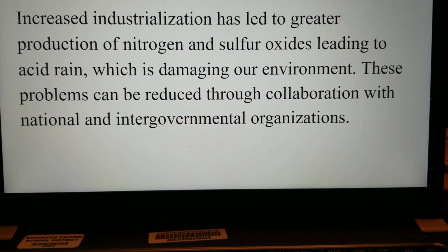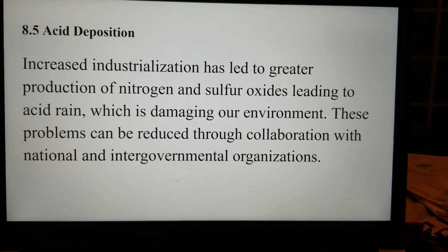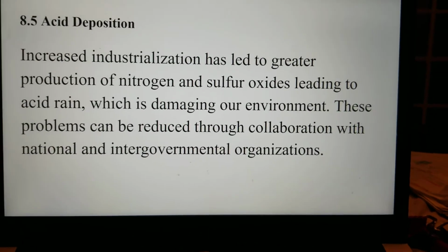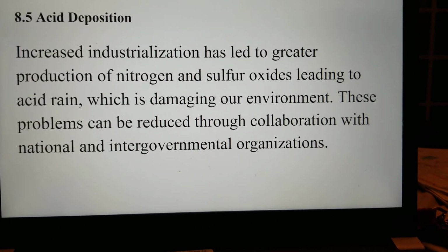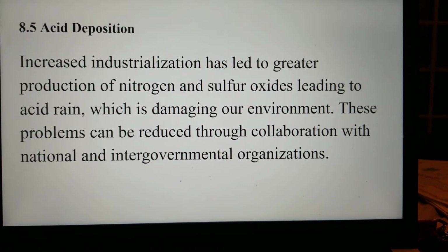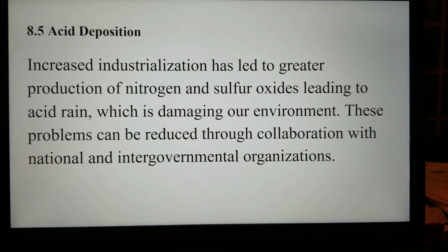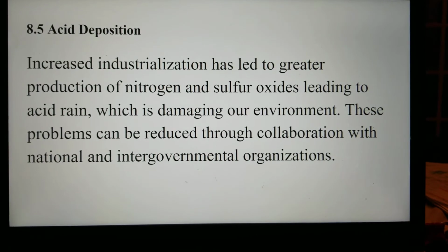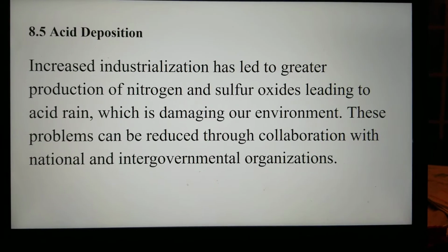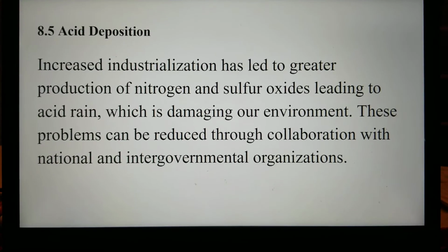So as we move forward, okay, that was basically all of 8.4. 8.4 just talked about how you need to know the difference between a strong acid and base, or a weak acid and a weak base, and it all has to do with how well they're able to dissociate or break apart into ions in solution. Last section of the SL topic 8 is 8.5, acid deposition.